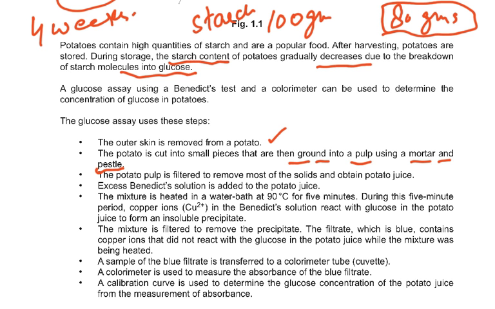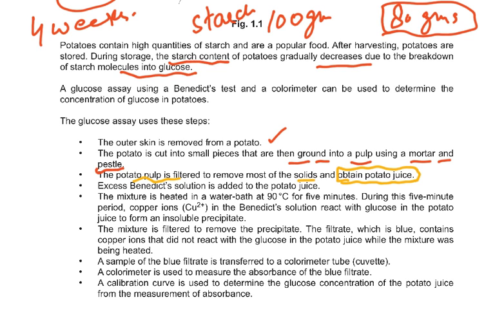So the potato pulp is filtered. We made this potato pulp, and it is filtered to remove most of the solids and obtain potato juice. So we've got a juice now. We've removed the particles or the solid parts which might have been in it.